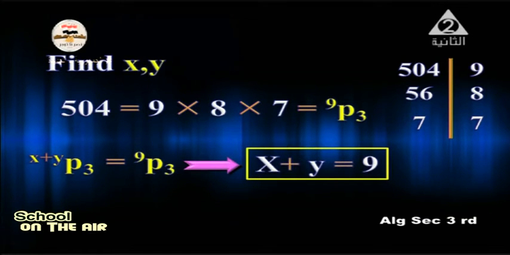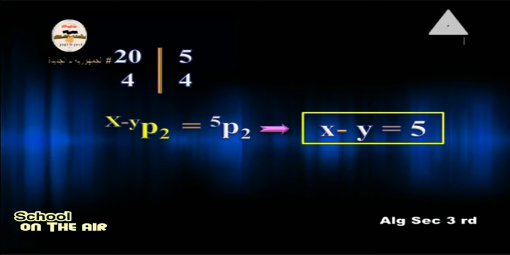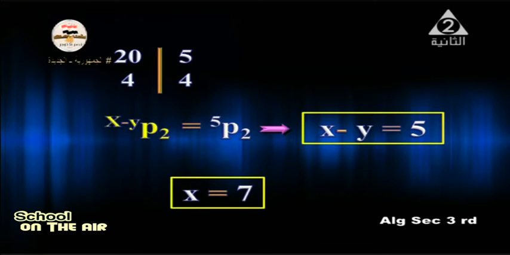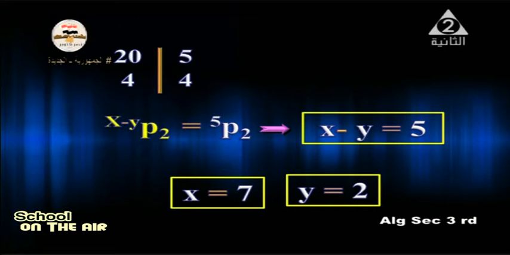The first equation: x plus y equals 9. Also 5 times 4 is 20, so the second equation is x minus y equals 5. We have two equations in two unknown variables x and y. By using the elimination method or a calculator, x equals 7, y equals 2. Check: 7 minus 2 equals 5, 7 plus 2 equals 9.